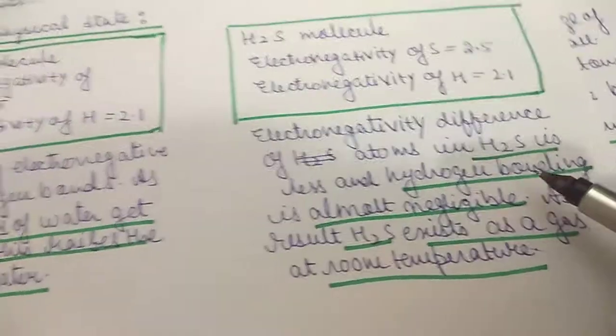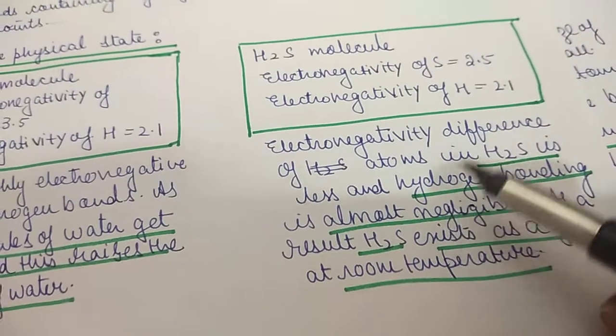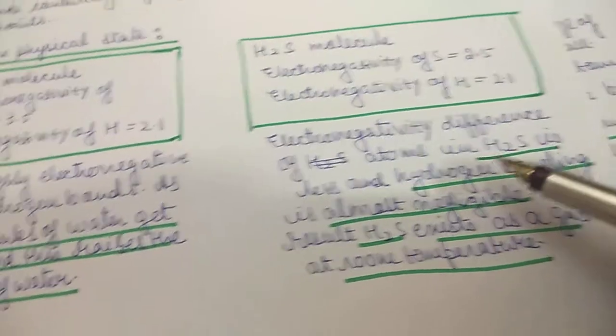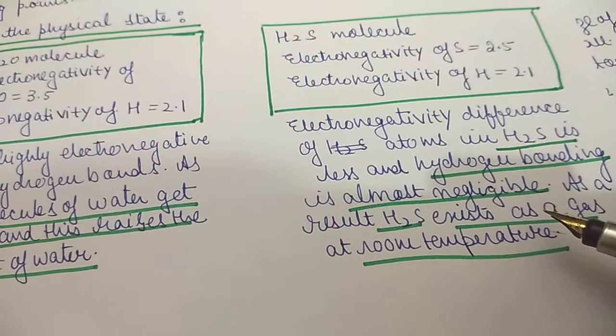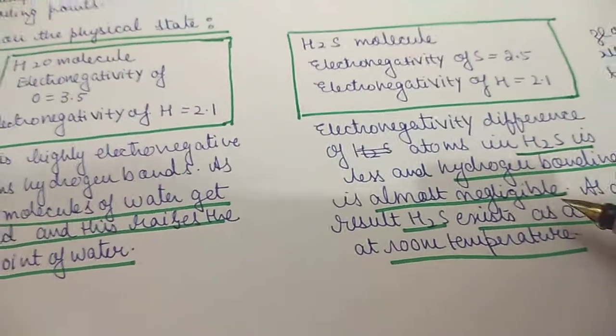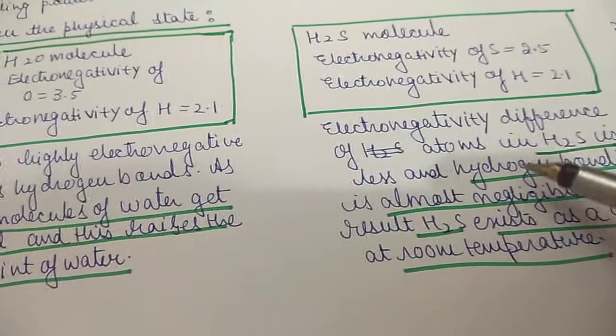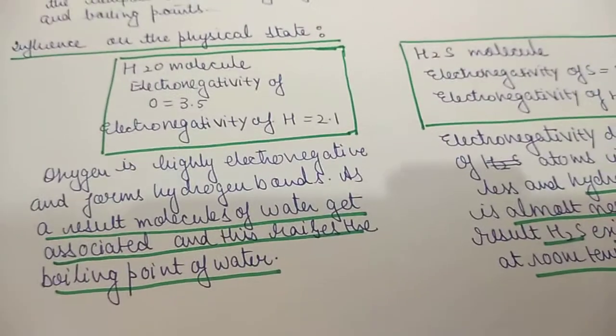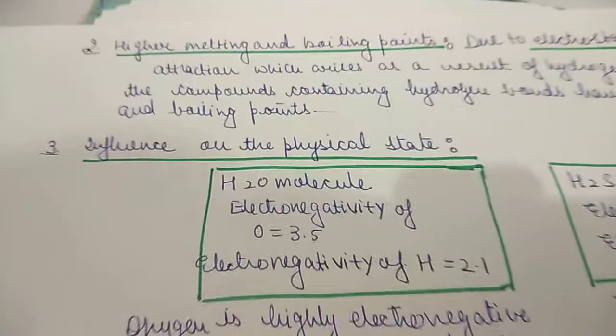और here in case of H2S has less electronegativity and hydrogen bonding does not exist in it. It is almost negligible. तो ये associated molecules नहीं बनाती है and that is why it exists in the form of gas. So this is all about hydrogen bonding.